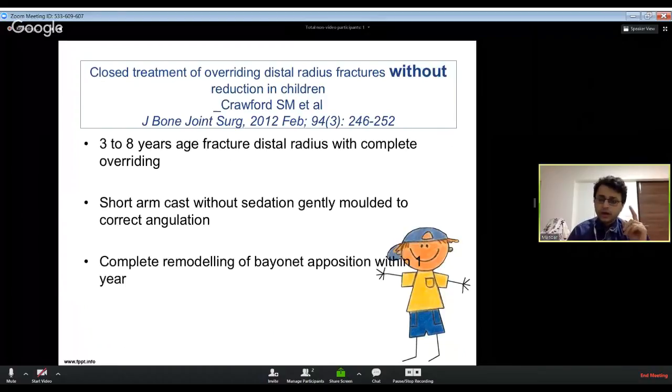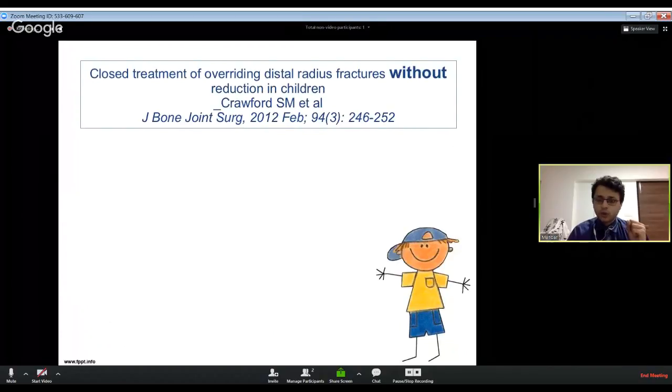They did not allow the angulation to happen. So they just corrected the angulation. They did not correct the translation. And what they saw is complete remodeling of the bayonet apposition within 1 year.